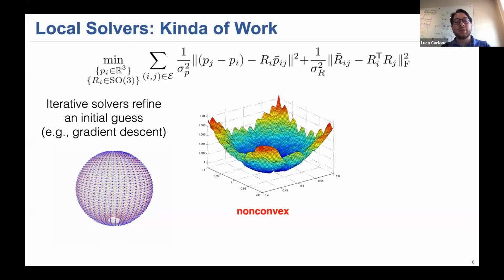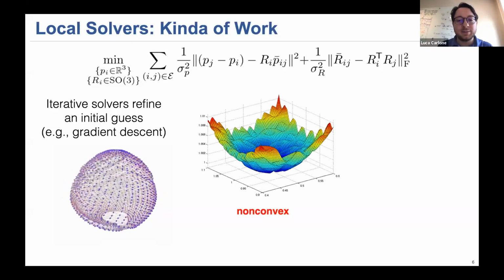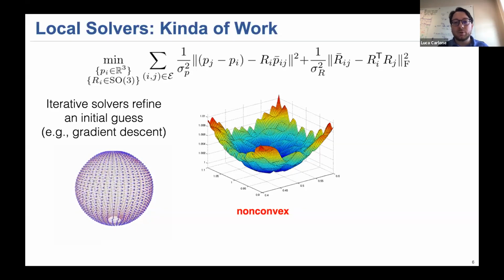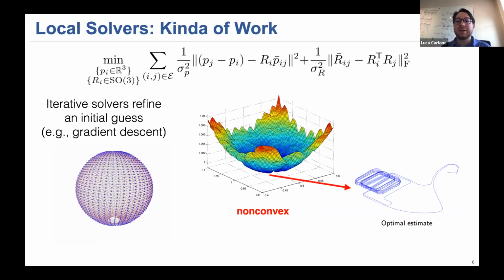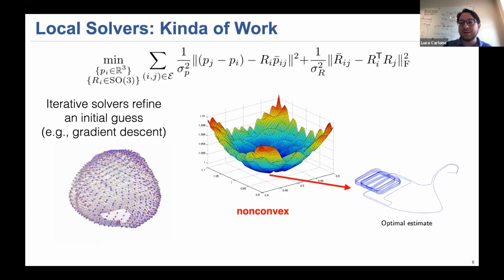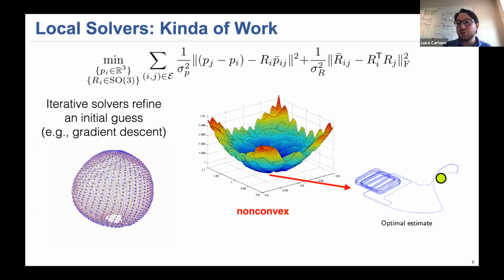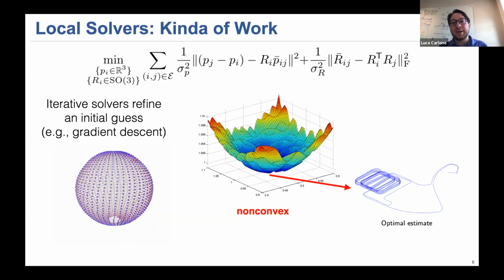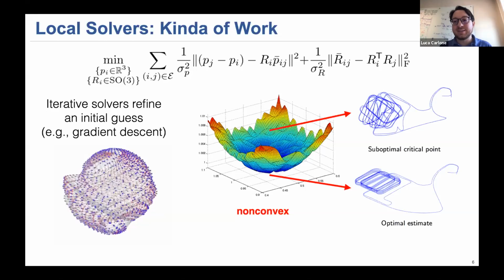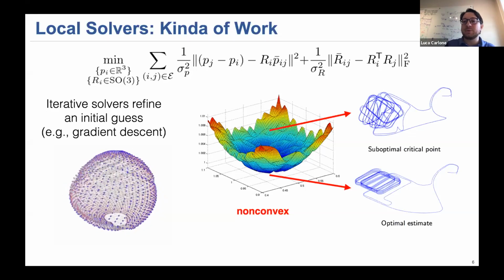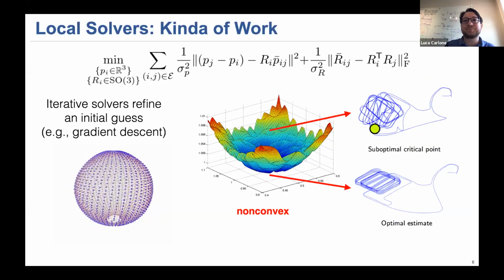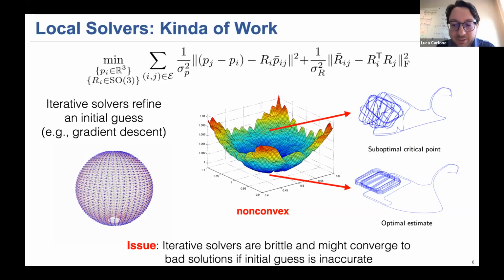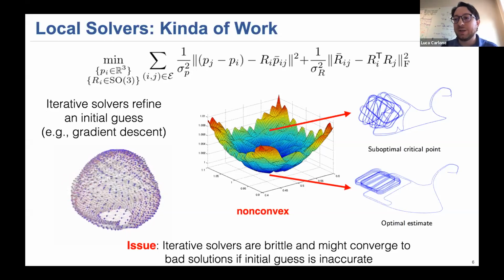The issue with pose graph optimization is that, again, this is a non-convex problem. So if you initialize this local solver close to the global minimum, you get a very nice estimate. In this case, you get a nice reconstruction of the trajectory of a robot moving in a parking lot. But if you initialize your local method with a bad initial guess, you get a suboptimal estimate, which typically corresponds to a very wrong trajectory reconstruction. So in other words, the issue is that iterative solvers are brittle, and might converge to a bad solution if the initial guess is not accurate.